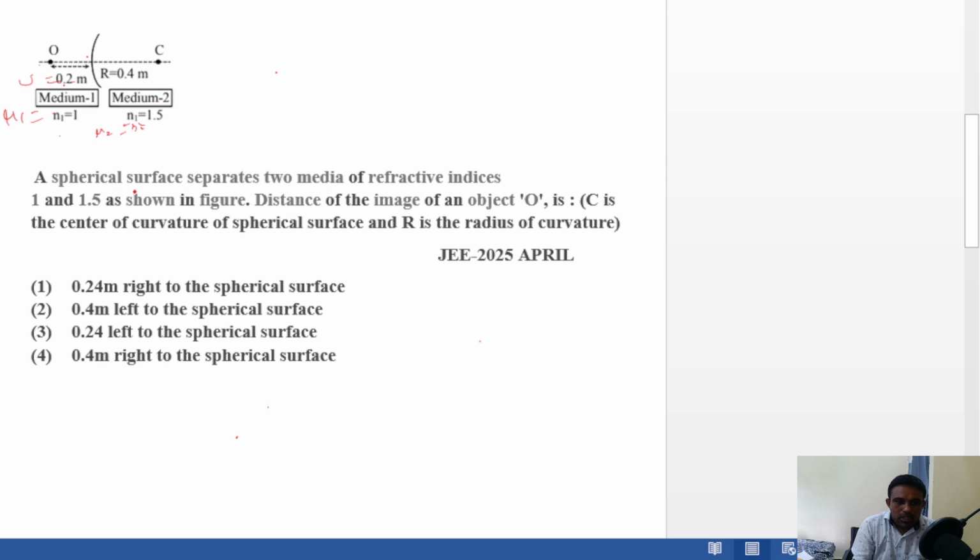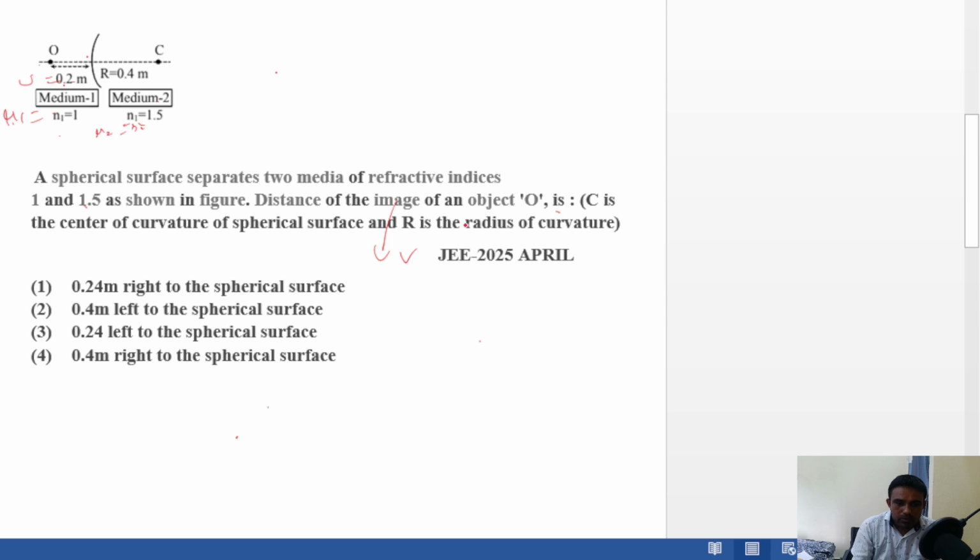A spherical surface separates two media of refractive indices 1 and 1.5. So 1 means the refractive index of medium 1, 1.5 means the refractive index of medium 2. Find the distance of the image of the object O. The image distance is indicated by v.